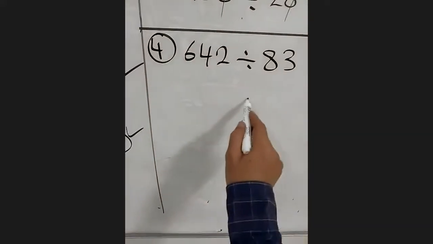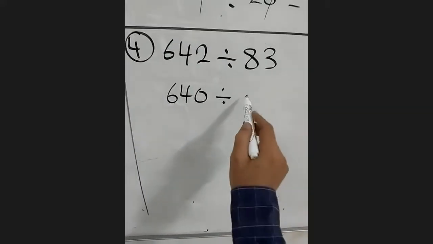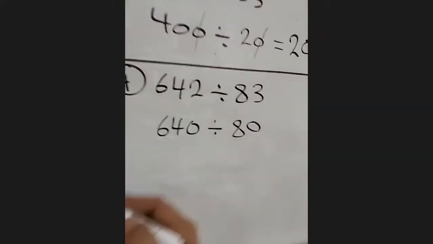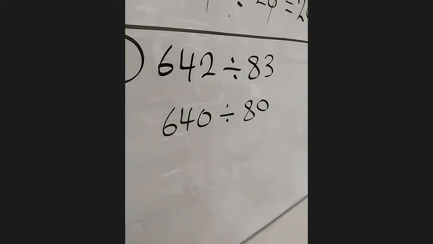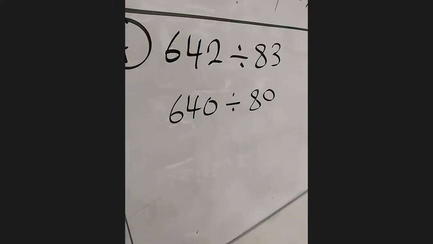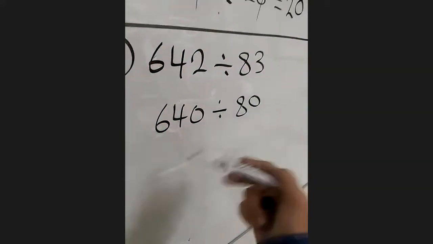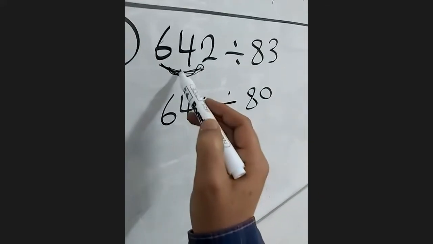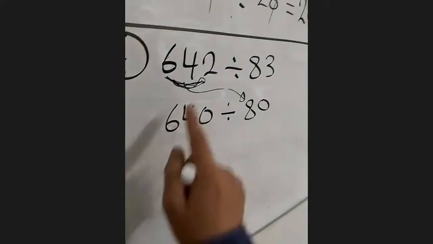642 will be 640. Excellent. And the 83 is? 80. Why did I choose this? Can you help me? Why did you choose 640? Because if we choose 6 only, it will be 600 and the 6 or 60 does not work. But the 64 also tells us that we can use it, because 64 is in the timetable of 8, right?